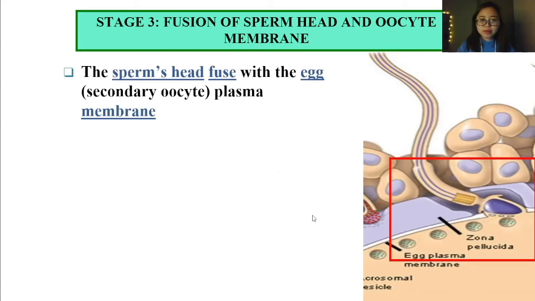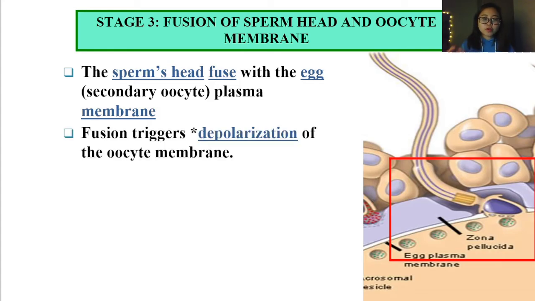When the sperm reaches the plasma membrane, it's going to go into stage 3. Stage 3 is the fusion of the sperm head and the oocyte membrane. At this stage, the sperm's head will fuse with the egg or secondary oocyte's plasma membrane. The fusion will trigger depolarization of the oocyte membrane.